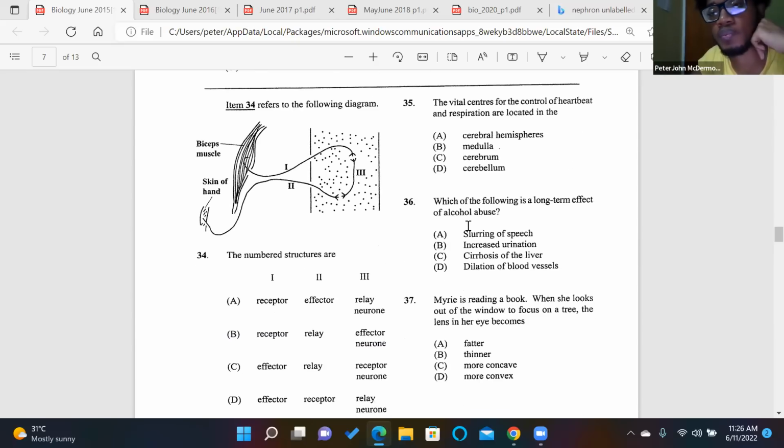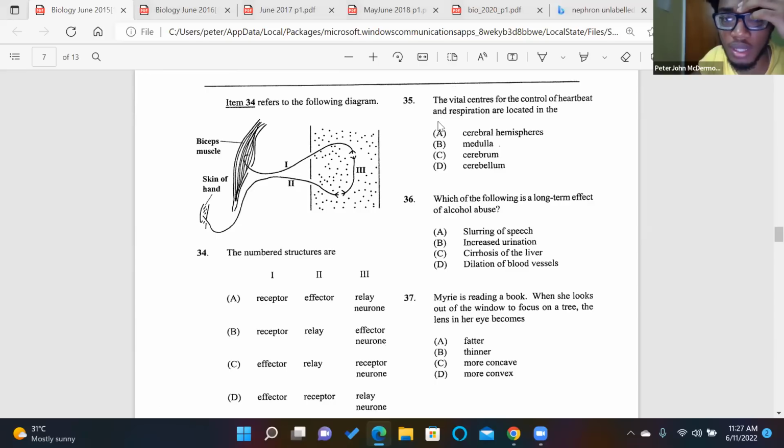Nothing too complicated about this. This question, I don't know if you know this answer. I wouldn't have known this answer when I was doing CSEC. Vital centers for the control of heartbeat and respiration are located in the. But if you guys don't know, I'm going to tell you how you can know it without having to actually know anything. If you don't know, guys, just guess. All right. Tell you how this works.